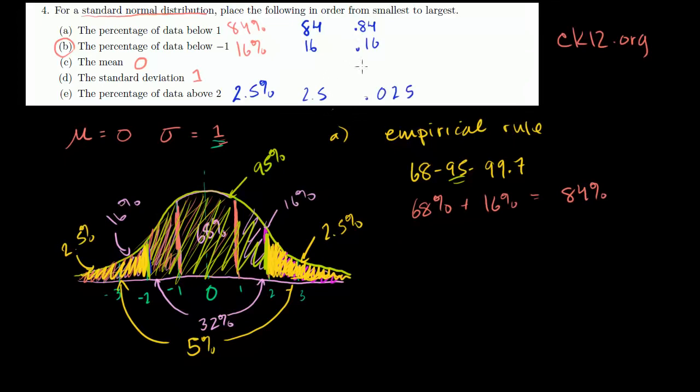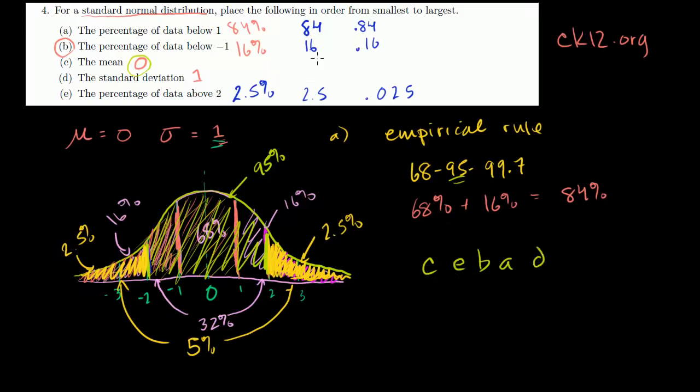Let's just say that they're going with the decimals. They want to do it from smallest to largest. The smallest number we have is C, that's 0. Then the next smallest is E, which is 0.025. Then the next smallest is B, which is 0.16. Then the next one after that is A, which is 0.84. And then the largest would be the standard deviation, D. So the answer is CEBAD.